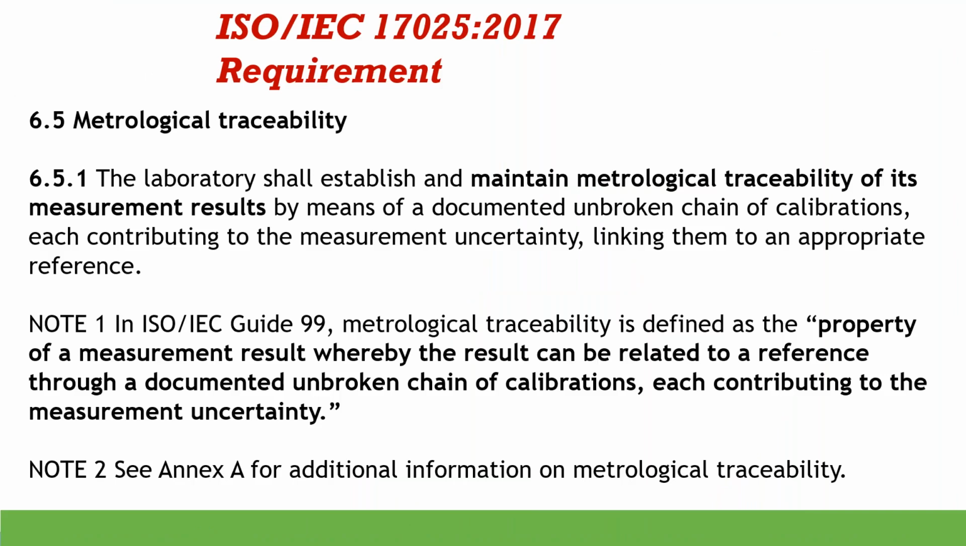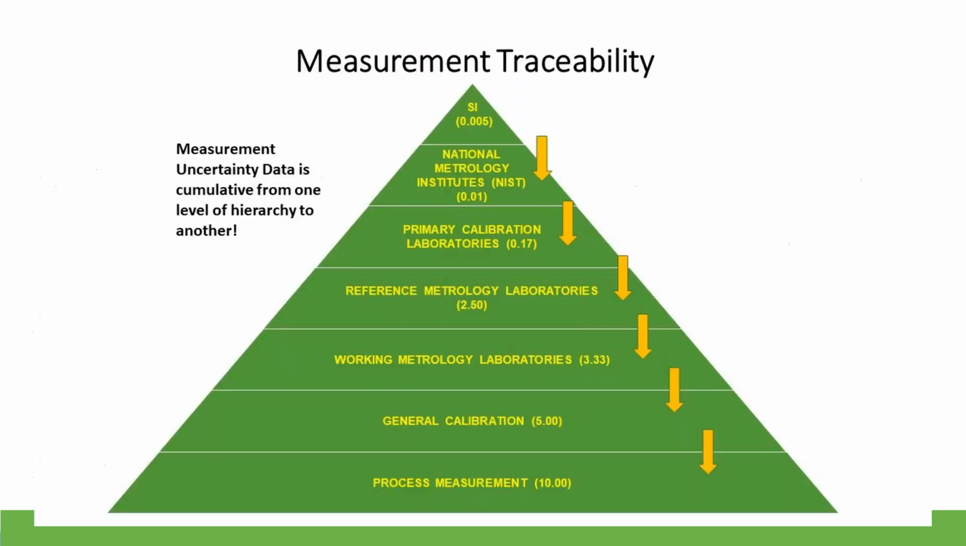6.5.1, a laboratory shall establish and maintain metrological traceability of its measurement results. And then for traceability, and I already read this, but it also says metrological traceability, we want to make sure all our measurements are traceable, which is the property of a measurement result, whereby the result can be related to a reference through a documented unbroken chain of calibrations, each contributing to the measurement uncertainty.